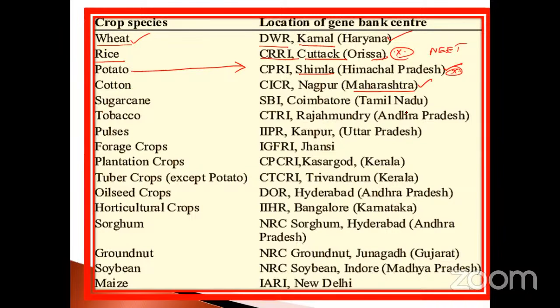Sugar cane, very, very important, my dear students, in Tamil Nadu. The Sugarcane Breeding Institute, Coimbatore, Tamil Nadu. Tobacco, Central Tobacco Research Institute, Rajamundry, Andhra Pradesh. Maximum tobacco is Andhra Pradesh only, AP. And also chili. And pulses, see here, Kanpur, Uttar Pradesh, UP. And forage crops, see here, Jhansi.